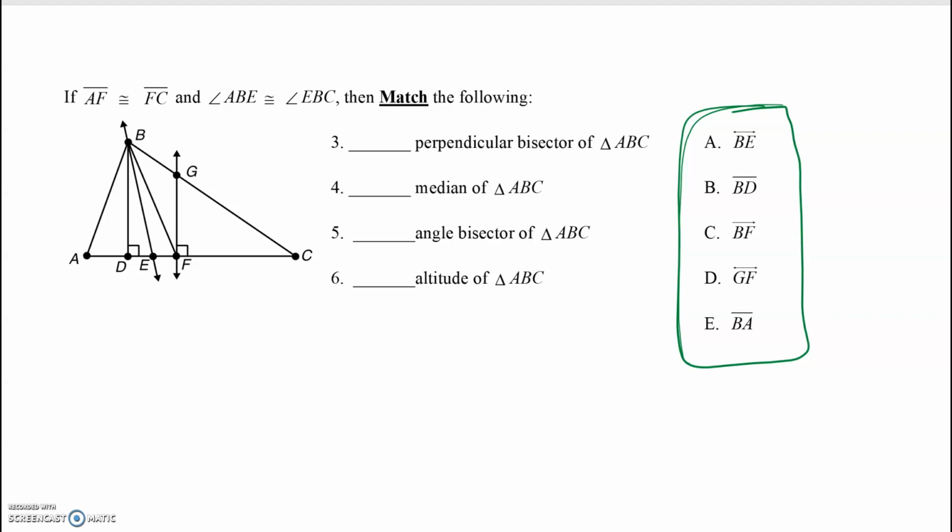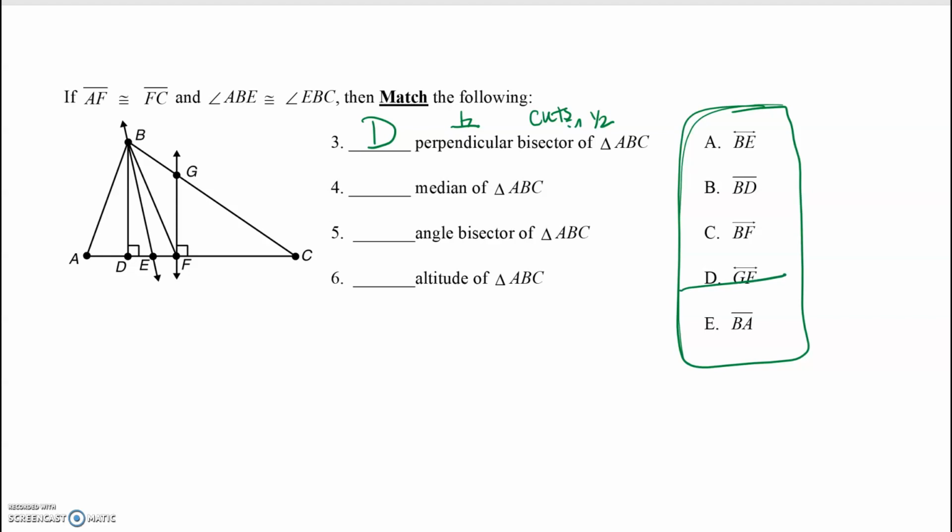Remember, perpendicular, I'm looking for that right angle, so I only have a couple that have that right angle in there. And then I'm looking for bisector, so cuts in half. Okay, so I'm looking for a line to be cut in half. So for number 3, you should be looking at this line right here. I've got the perpendicular, and it is cutting AC in half. So that should be D as my answer.